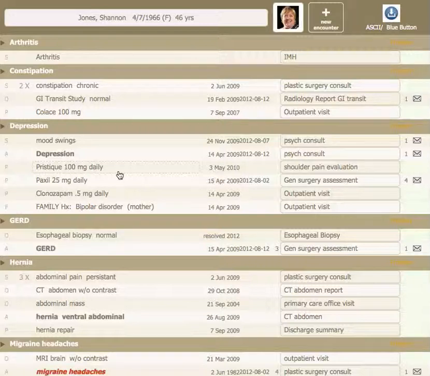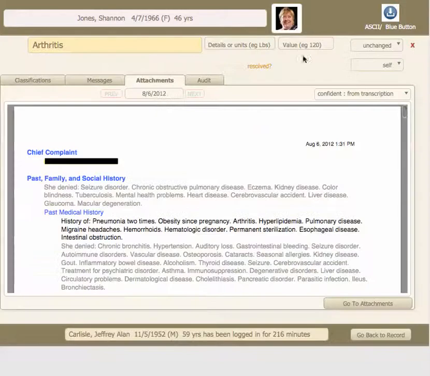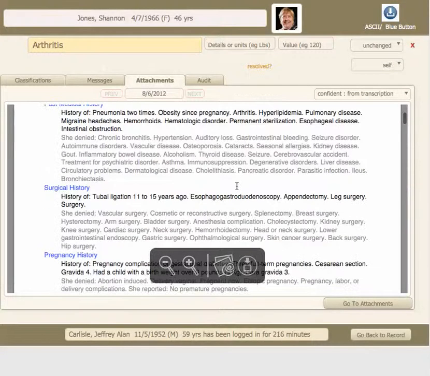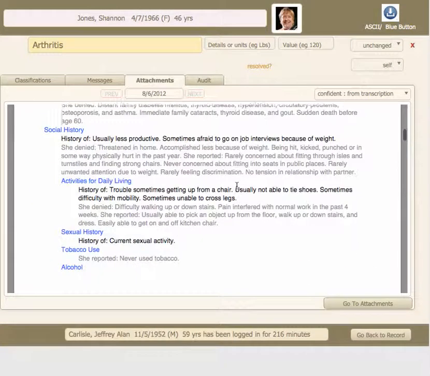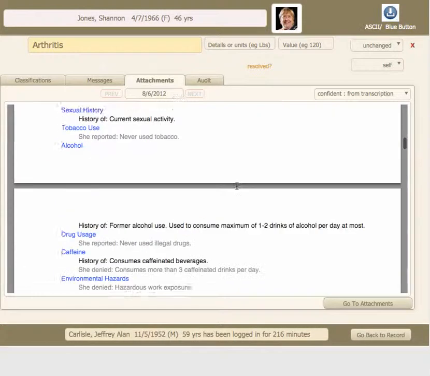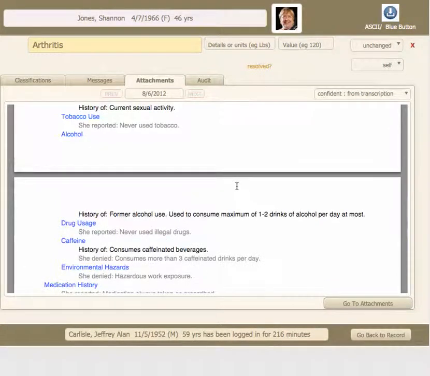Now, where does the best information come from? Well, it comes from the patient. And we use the world's most sophisticated patient interviewing tool to create this kind of a quality report. It's been proven to be far superior to handwritten notes collected during a brief office visit.